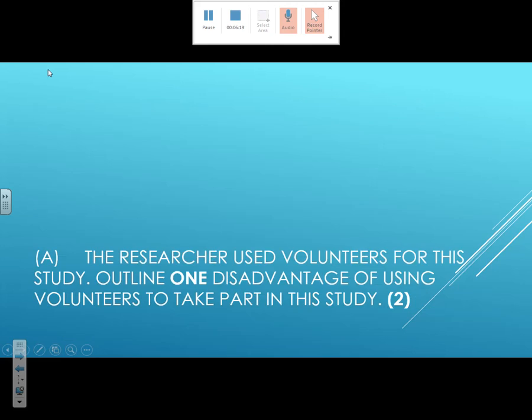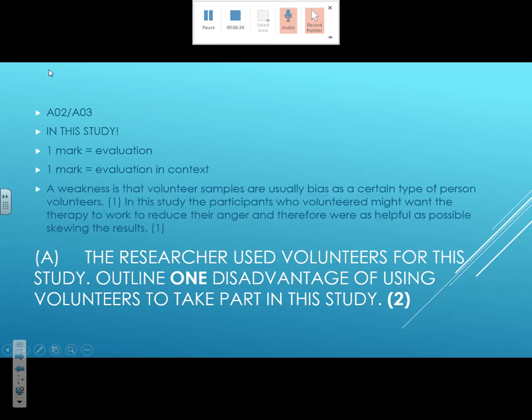The researcher used volunteers for this study. Outline one disadvantage of using volunteers to take part in this study. AO2 and AO3. If you haven't contextualised, you must make a note of it on your sheet, and you can't get any marks for it. 1 mark for evaluation, 1 mark for evaluation in context.